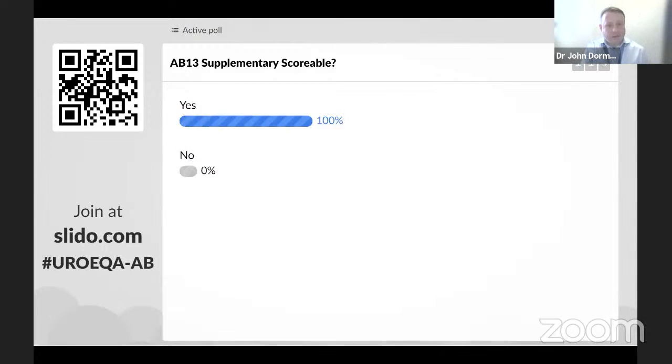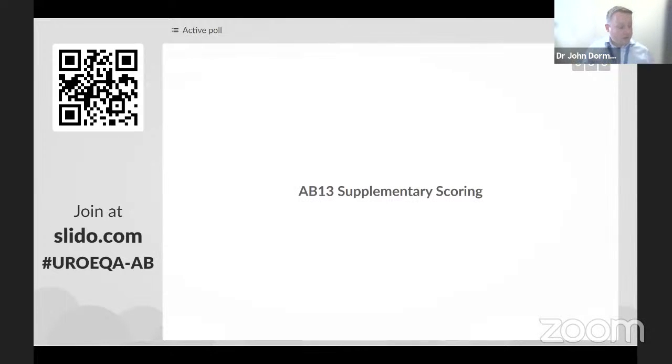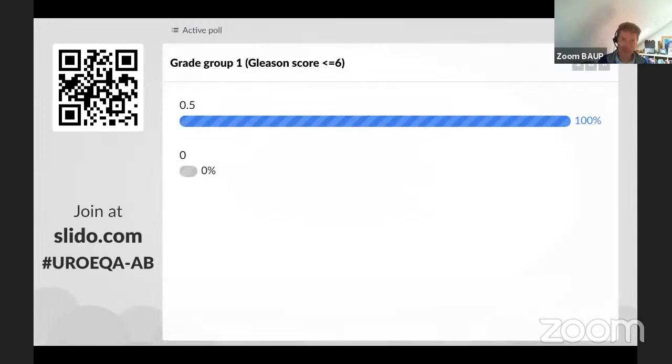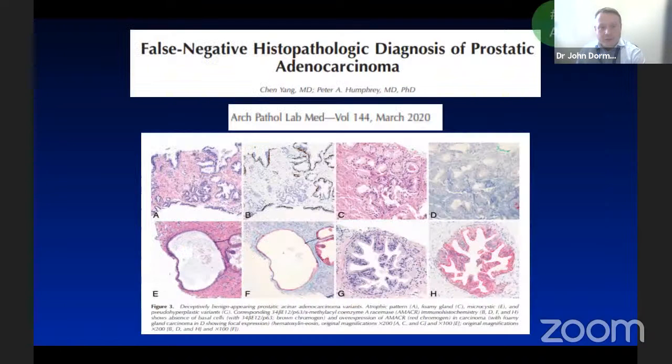And we're over the 100 again. So total agreement that we can score this supplementary question. And if you could indicate which of your... I'm not sure we need them to vote. Yes. Otherwise, they may move away from the party line. No, they haven't, John. You're all right. Right, okay, so we can score that as 0.5 grade group 1, and again 0.5 for grade group 2.